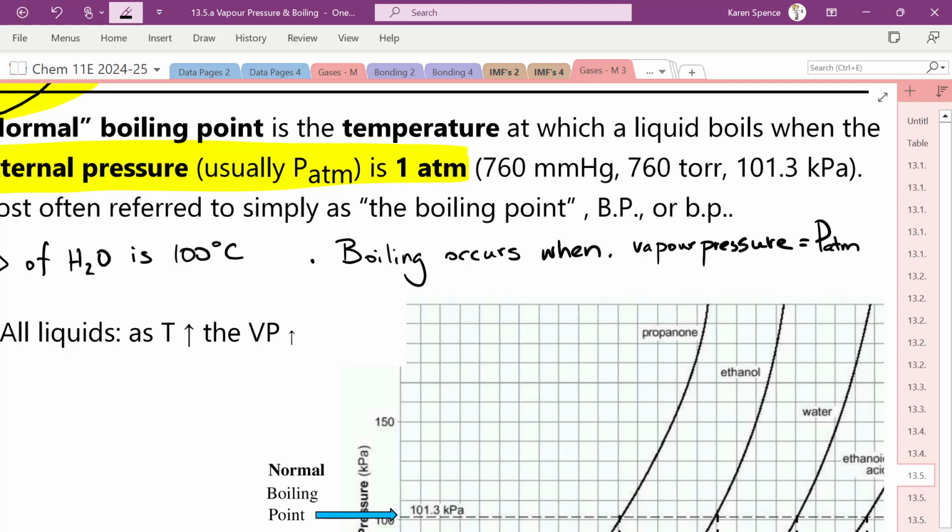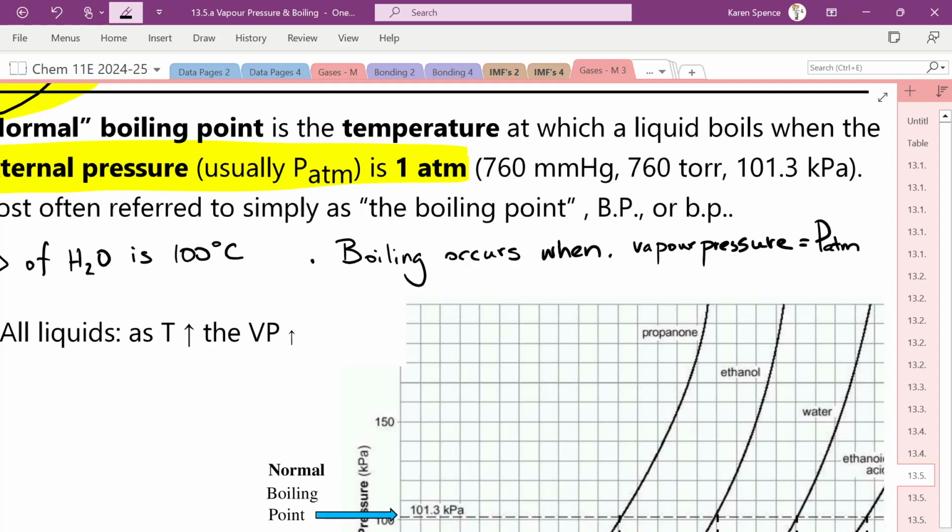So I want you to think about that. The vapor pressure is basically the gas pressure pushing up from the liquid because the particles are escaping, yes? And the atmospheric pressure is the pressure pushing down. So when it starts to boil, the pressure pushing up is the same as the pressure pushing down, and that will allow them to escape.